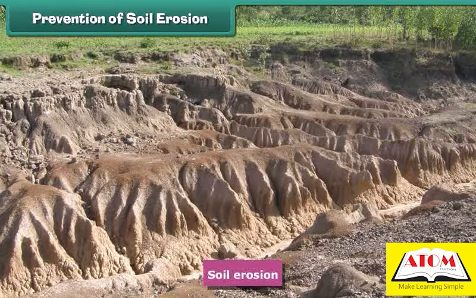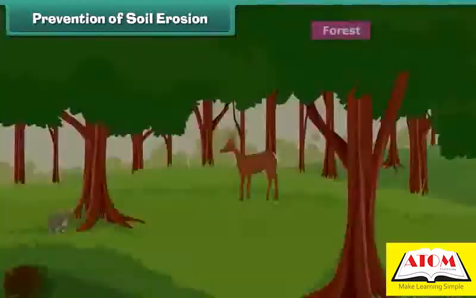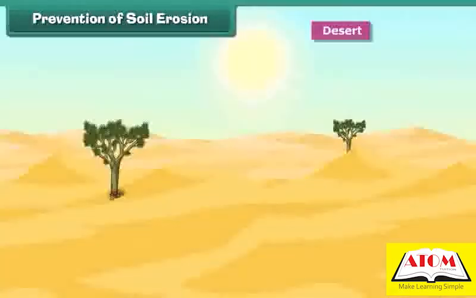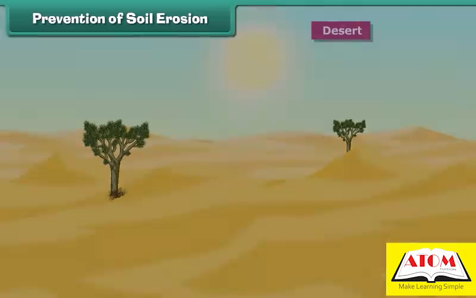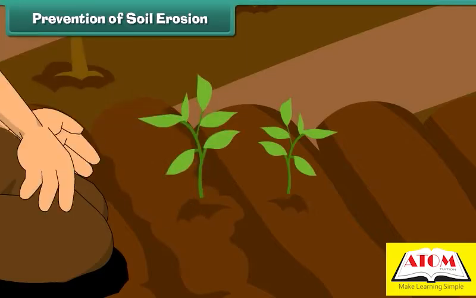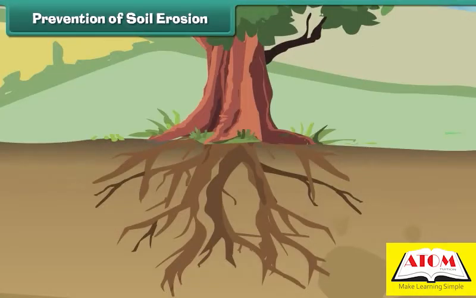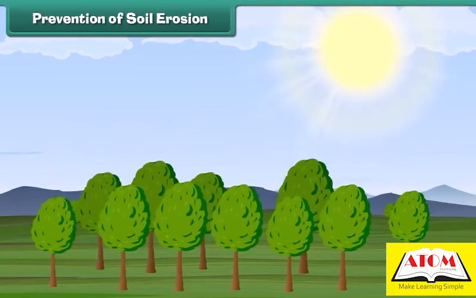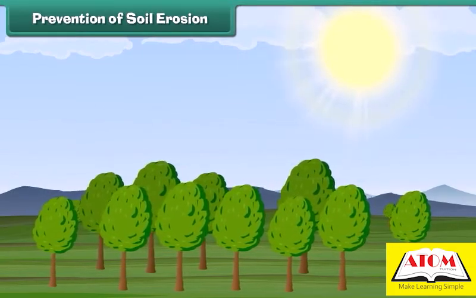Soil erosion is a major environmental problem. It has affected all over the world, from forests to deserts. Thus, it's the need of the hour to conserve the soil by preventing the soil erosion. There are many ways of preventing soil erosion. One of the most common ways is to grow more and more trees. The roots of trees hold the soil firmly and do not allow it to wash away easily. Trees planted across the wind direction protect soil against the high-velocity winds.